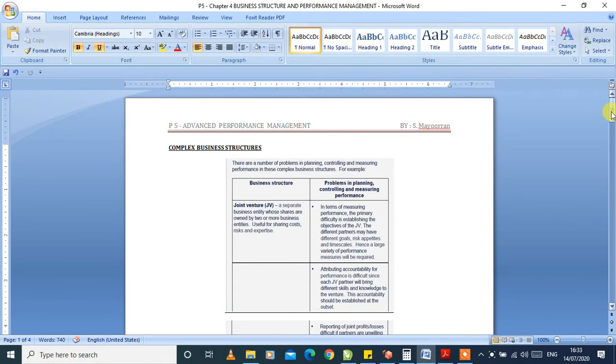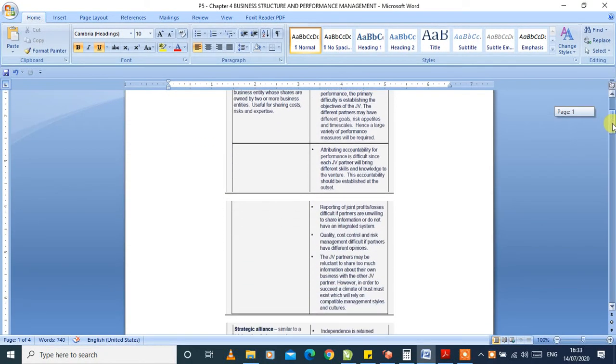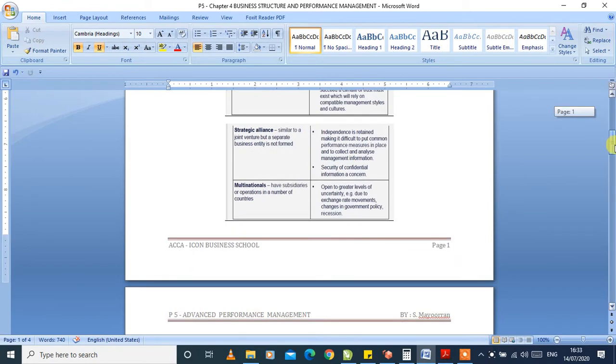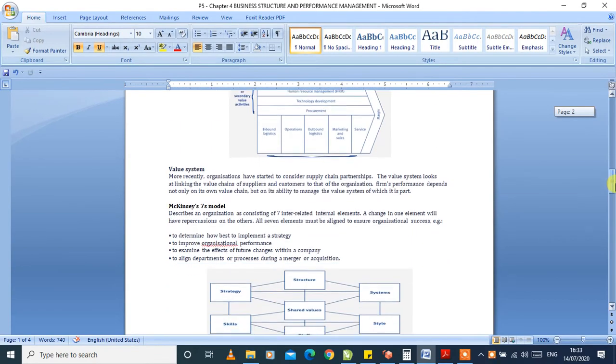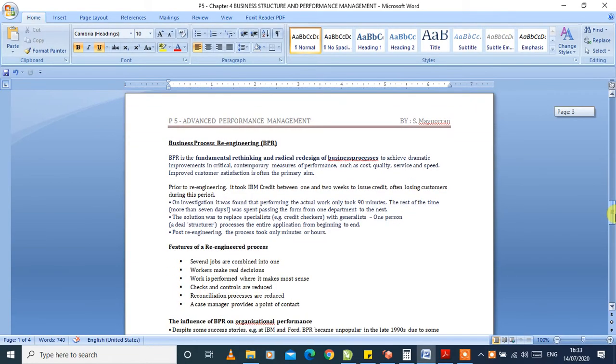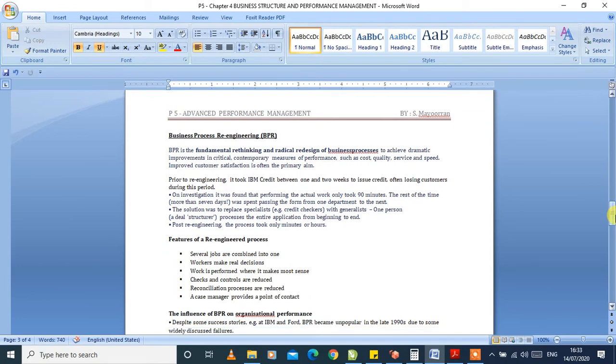Hi guys, good evening. In today's class, we have to discuss business process re-engineering, one of the frequently tested topics that has been tested in the past.